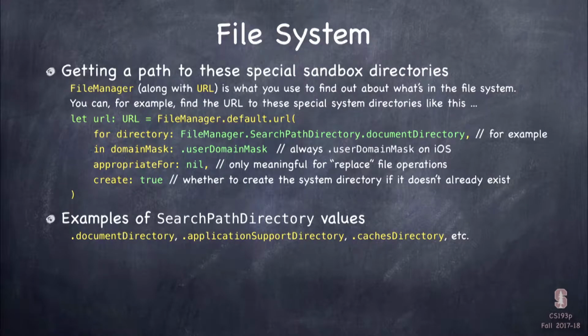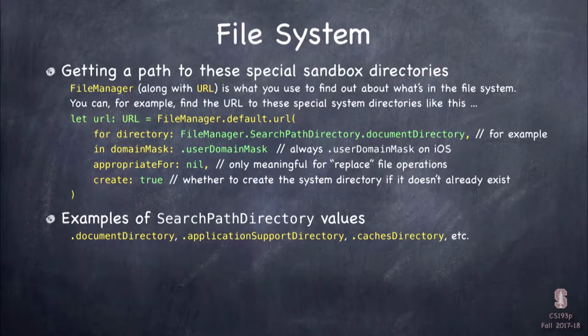It's a file manager method, and the file manager is kind of like user defaults in that we use a shared one called default, although sometimes we would actually want to create a different file manager by saying FileManager open parentheses close parentheses, right? Just calling its initializer, which takes no argument, and I'll talk about when we'd want to do that a little bit later here. So this one is called URL for directory in domain mask, appropriate for create.